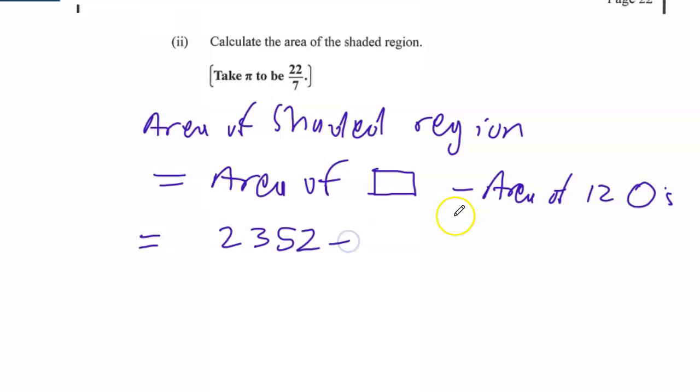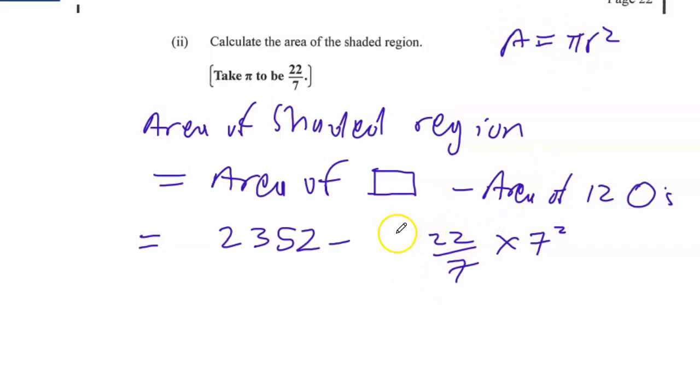So area of the rectangle was 2352 minus the area of a circle. Now the area of one circle is pi r squared. Pi, which is 22/7, times r squared, so that's 7 squared. This is the area of one circle, pi r squared. Area of a circle is pi r squared, right? So remember it's 12 circles, so times this by 12.